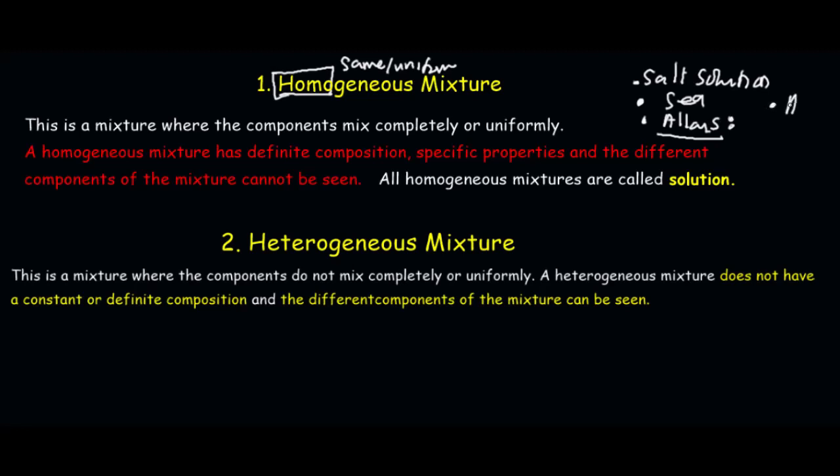Another example of a homogeneous mixture is the air we breathe in. Air is a mixture of gases such as oxygen, nitrogen, carbon dioxide, and other gases. But we can't see the different components of the air, and so it makes it a homogeneous mixture. Now, you can pause the video and brainstorm other examples of homogeneous mixtures.